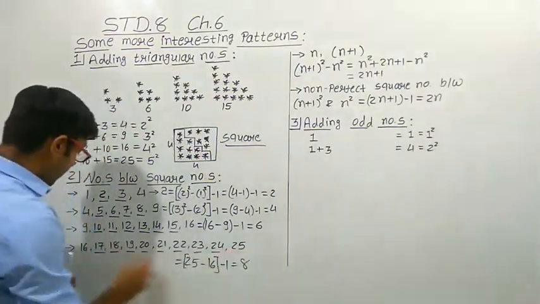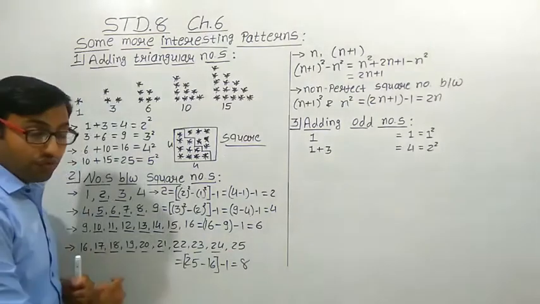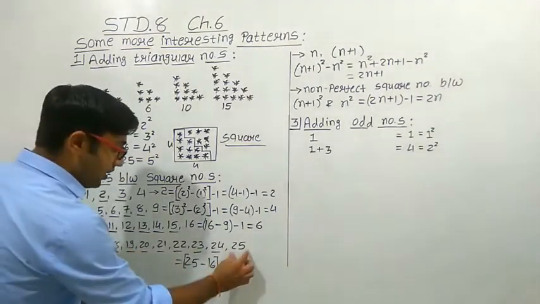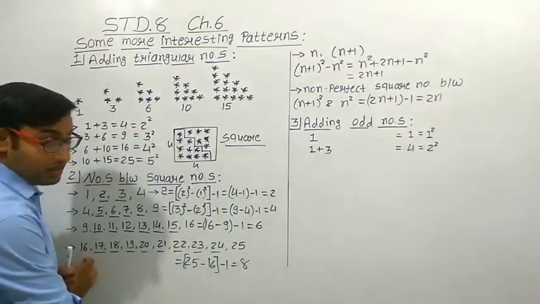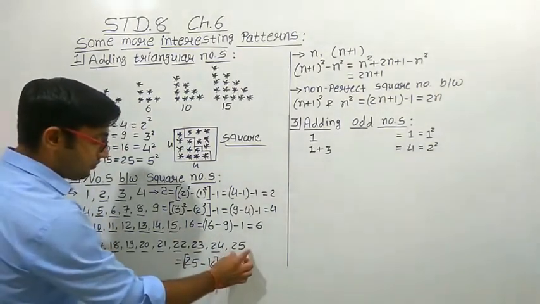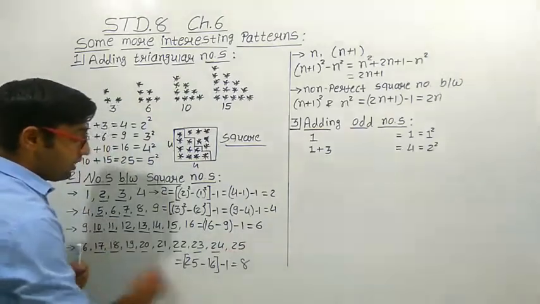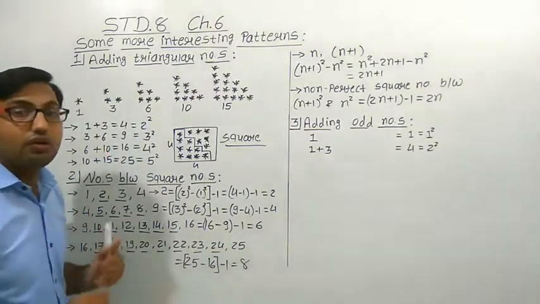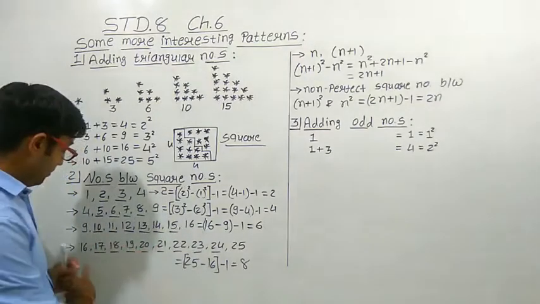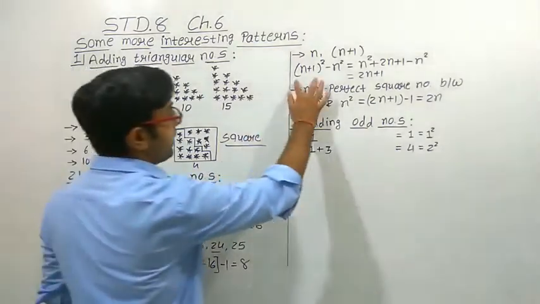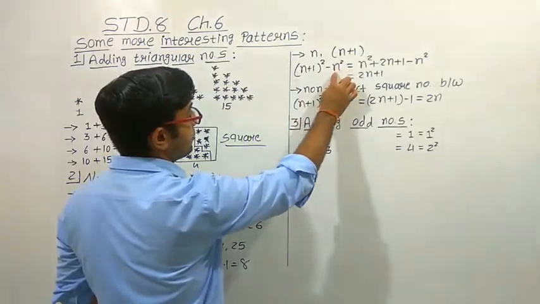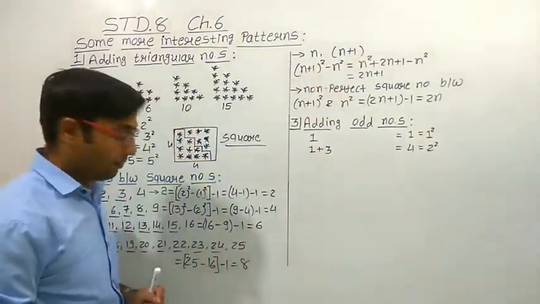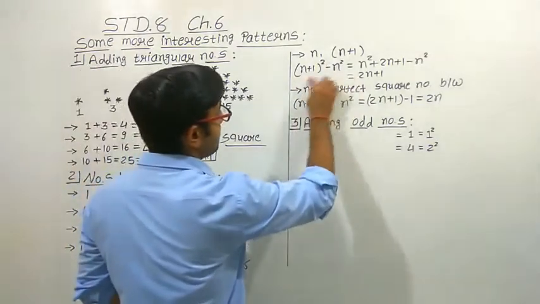That is 25 minus 16, because we want to find out the non-perfect square numbers between 25 and 16. So we have to subtract 25 and 16, but 25 is what? 5 square, and 16 is what? 4 square, right? So here we have to take the square of n, that is n square, and n plus 1 square, that is (n+1) square. We have to find out this subtraction.